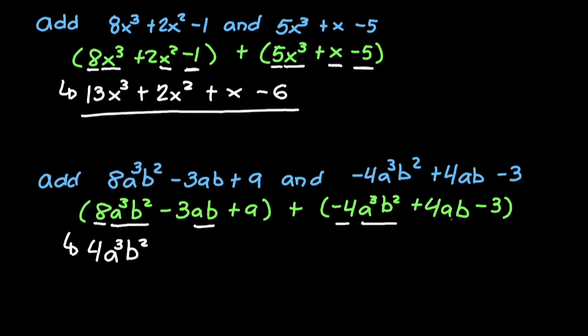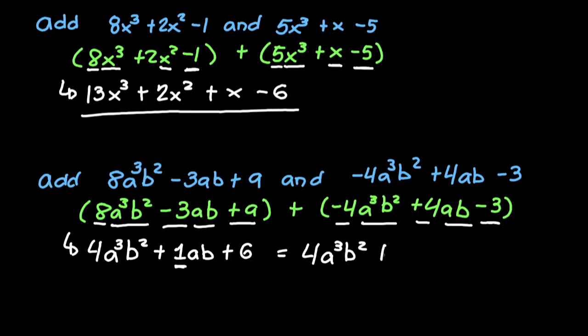There is ab here and there is also ab in here. So combine negative 3 plus 4 would be positive 1ab. There is positive 9 here and there is negative 3 here. So 9 plus negative 3 would be positive 6. You can also simplify this because it is not necessary to put 1 here. So it will be 4a cubed b squared plus ab plus 6.